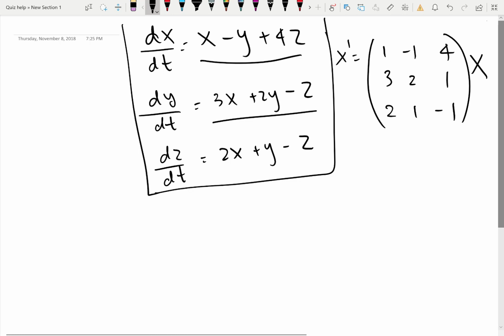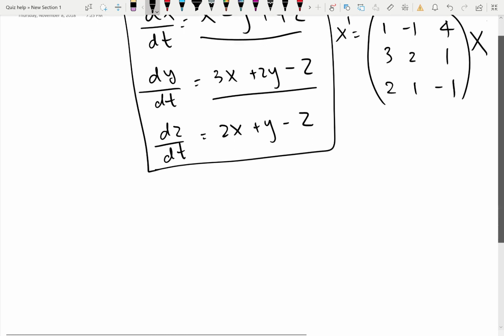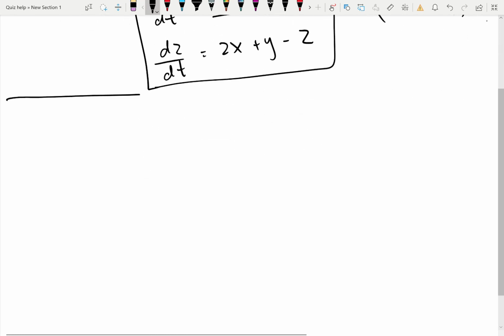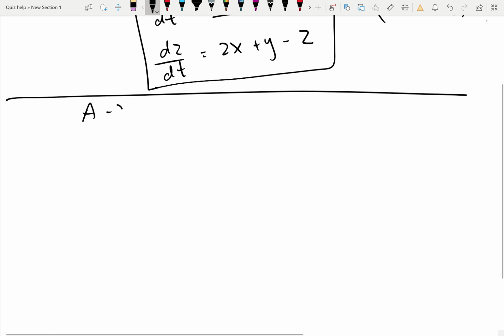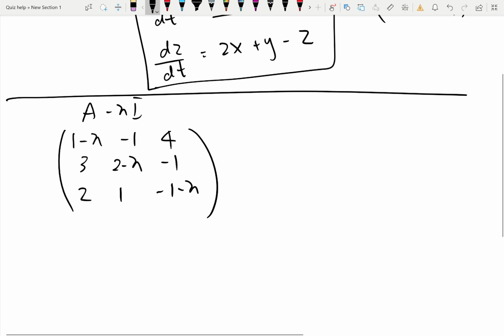Good. All right. So now we want to find the eigenvalues. So we want to find A minus lambda I. I'm going to do that very quickly. A minus lambda I is [1 minus lambda, -1, 4], [3, 2 minus lambda, 1], [2, 1, -1 minus lambda]. Now we want to find the determinant of this.